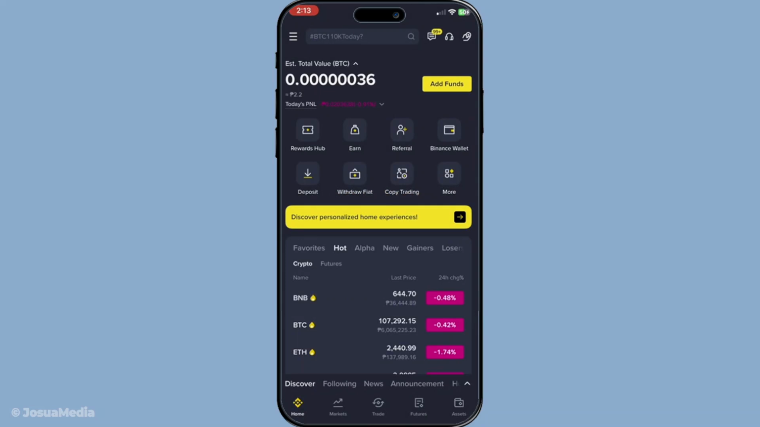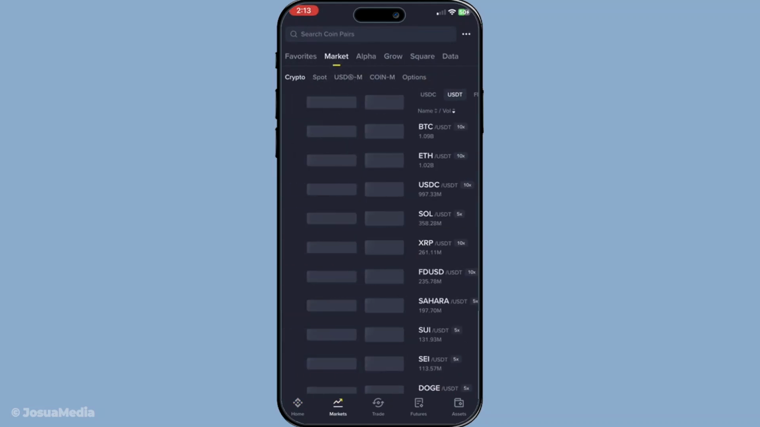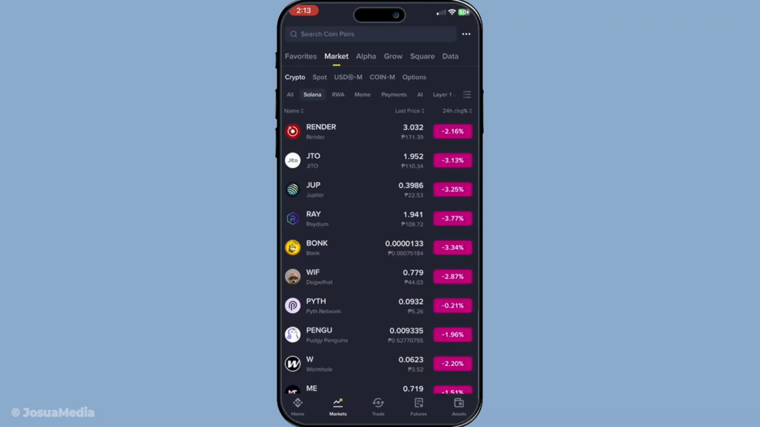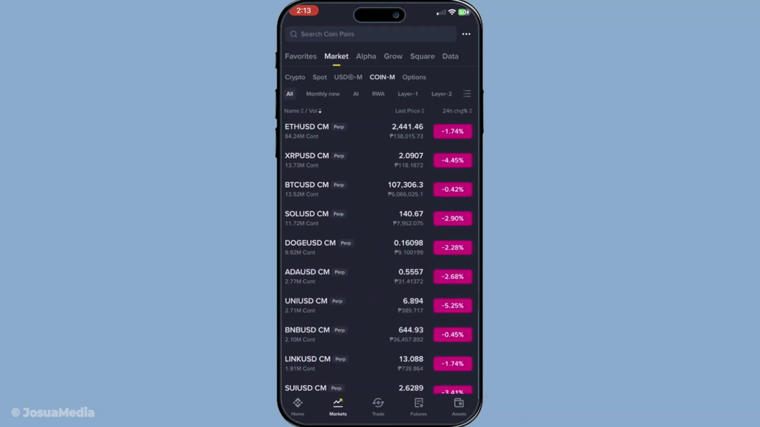Now, moving on, once you're logged in, you'll want to head over to the Markets section. This is your go-to place for exploring the wealth of crypto pairs available on Binance. Look around and take your time to get familiar with the different options you might want to trade. Remember, understanding the market is key to making informed decisions.